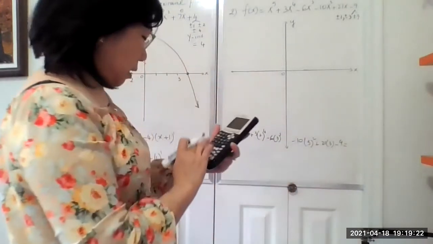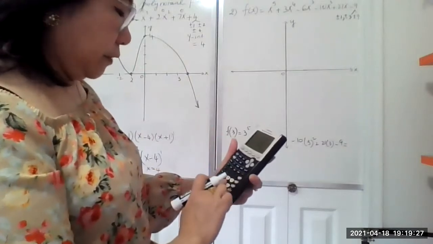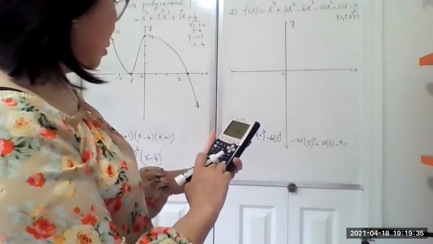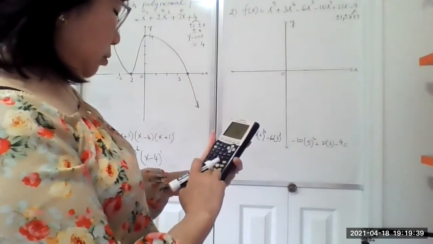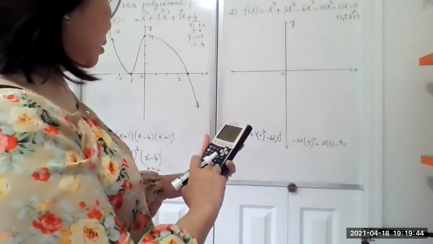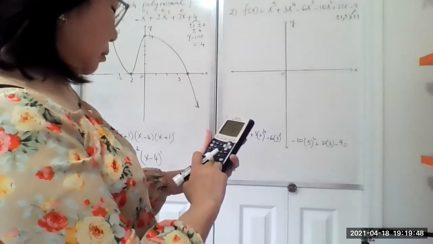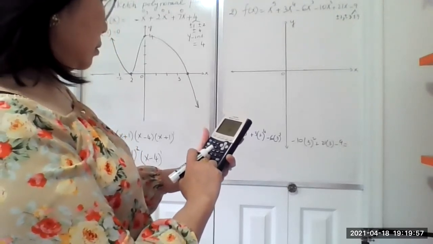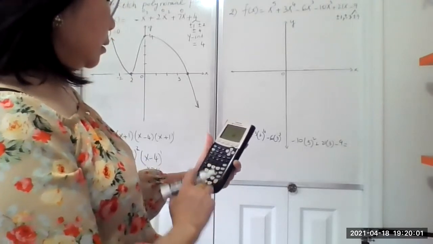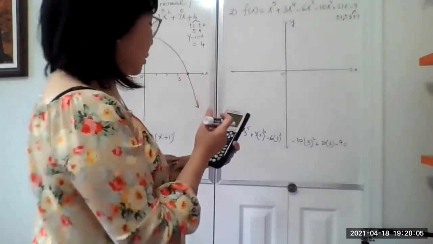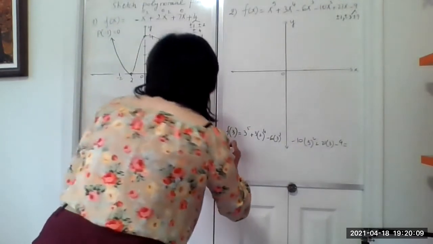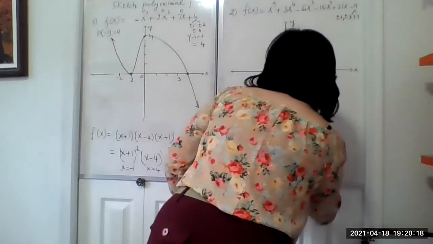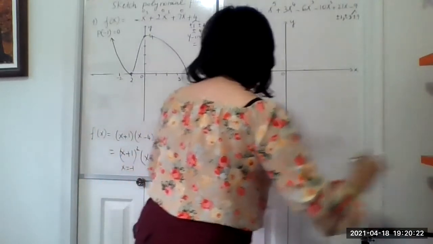Okay, let's plug it into the calculator to make it fast. So I have 3 to the power 5 plus 3 bracket 3 to the power 4 minus 6 bracket 3 to the power 3 minus 10 bracket 3 squared plus 21 bracket 3 minus 9. After I key it into the calculator, I don't get 0, right? So therefore positive 3 doesn't work. We're going to try negative 3.